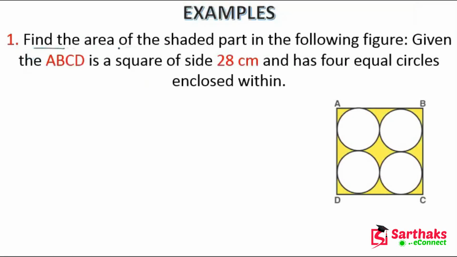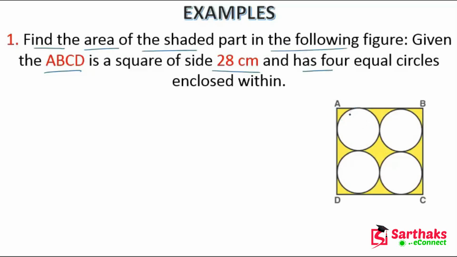Now the question number 1 is, find the area of the shaded part in the following figure. We have a figure ABCD, which is a square of side 28 centimeter, and has 4 equal circles enclosed within. In this figure we have to find the shaded part, means this yellow part. In this square there are 4 equal circles.